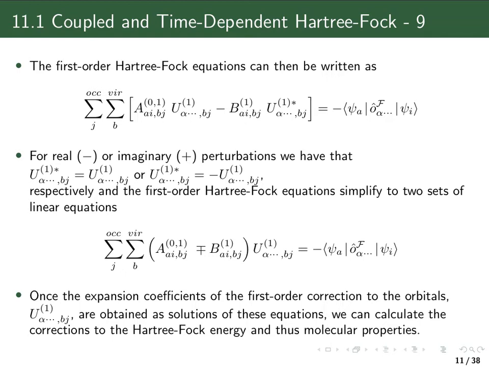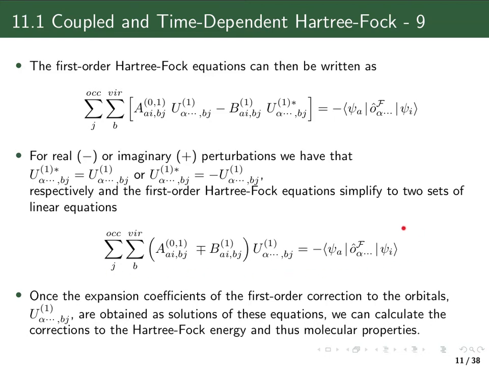Now, depending on what kind of operator we have in here, whether it's a real operator or imaginary operator, has a consequence for whether the complex conjugate of the U matrix is going to be the same as the U matrix or whether it's going to be minus the U matrix. So for real we have this one, and for imaginary we have this one, and therefore we can combine both cases in this expression, where the upper sign is for real perturbations and the lower sign is for imaginary operators.